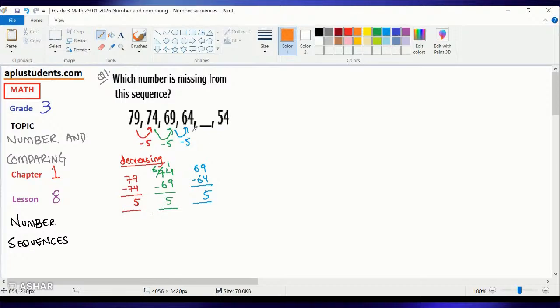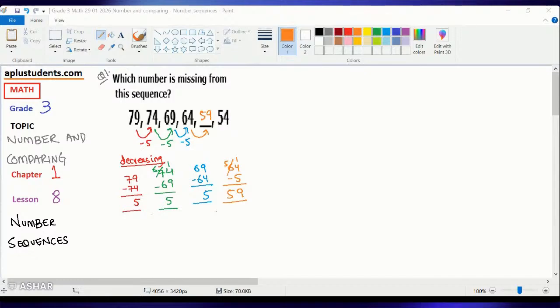Then what should be the next number? 64 minus a number, right? What is 64 minus 4? Sorry, 5. 64 minus 5 would be, we carry 1. 14 minus 5 is 9, and this comes out to be 59. That means the missing number over here is 59. Do we agree on this?